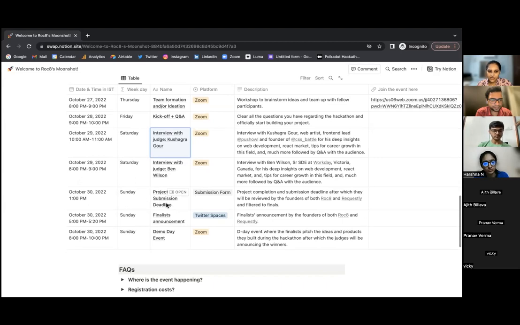That's one. And then project submission is at 1 p.m. on Sunday. We are very confident that we are going to have a lot of people submitting with solid ideas, so everyone will get a fair amount of time. We kept a margin of 4 hours here just to finalize, scrutinizing each and every project we get. That is the time frame for finalizing.